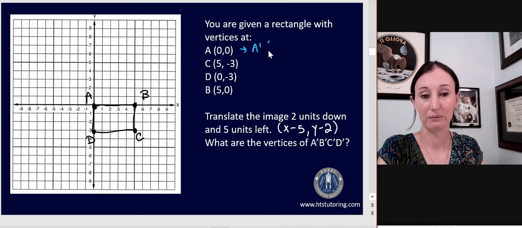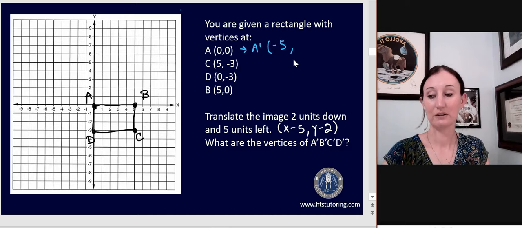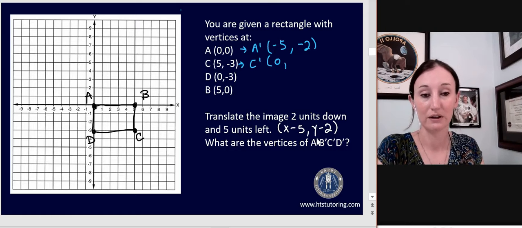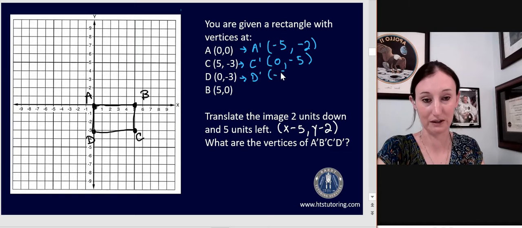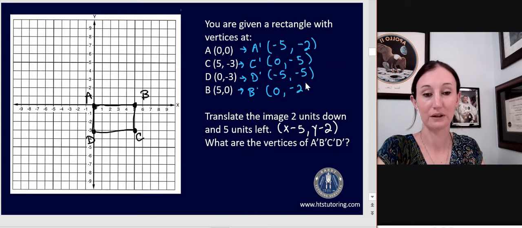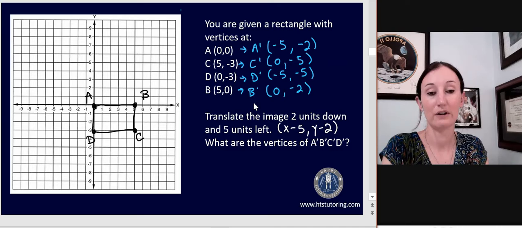So I'm going to have A prime, and I'm going to do 0 -5, -5, and 0 -2, -2. And then I'm going to have C prime at 5 -5, 0, -3 -2, -5, and D prime at 0 -5, -5, and -3 -2, -5. And now I'm going to have B prime at 5 -5, 0, and 0 -2, -2. Okay, so I've algebraically calculated these.